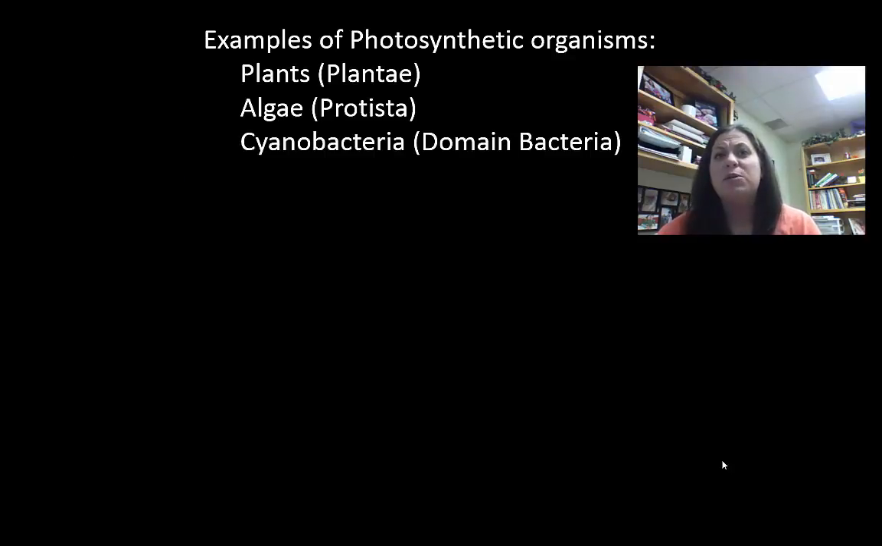This is going to be a multiple choice type question that might say, all of the following are photosynthetic organisms except. Okay, so plants, algae, and cyanobacteria all do this. So if they threw something else in, like a mushroom or a dolphin or some other kind of animal, they don't do photosynthesis. So these are your examples.